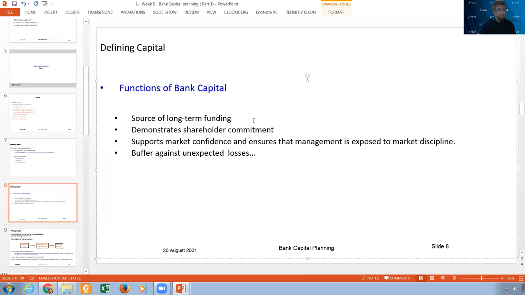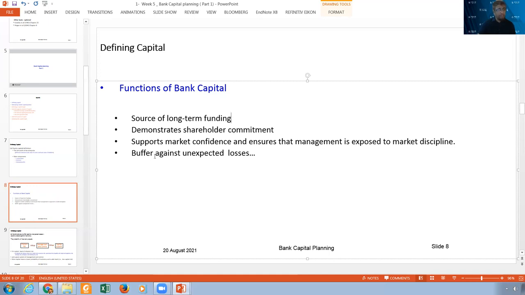For us in banking, the function of the capital is long-term funding, and this is not really the most important thing. But when we have enough capital, we also demonstrate the shareholders' commitment. This is why in this country, for example, they ask for 1 billion ringgit. Why? Because the shareholders who established the bank are actually paying from their own pockets 1 billion ringgit, and this is really a commitment.